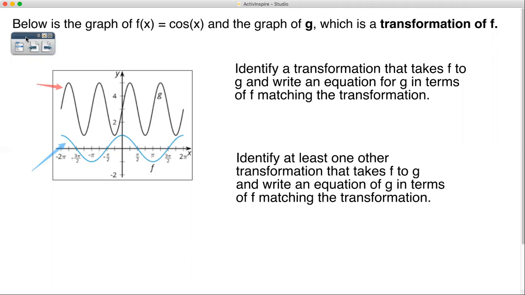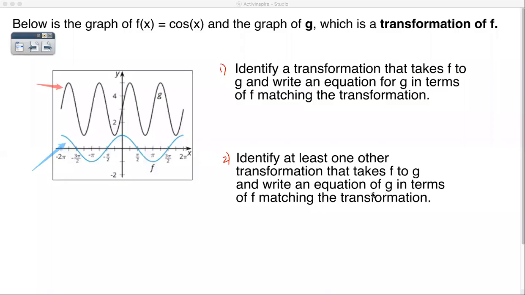So your job right now is to see if you can figure out a transformation that takes f to g and write the equation for g in terms of f. And you're going to try and do this twice. So you'll notice here, it's telling you to identify a transformation. And then in step 2, it's asking you to identify at least one other transformation. So again, same as before, pause the video for as long as you need and see if you can come up with 2 different transformations that take f to g and also write their equations for g in terms of f matching the transformation. When you think you have them, unpause and we will review.